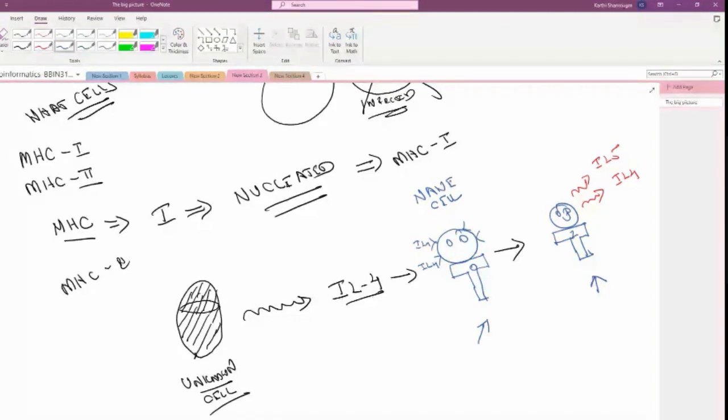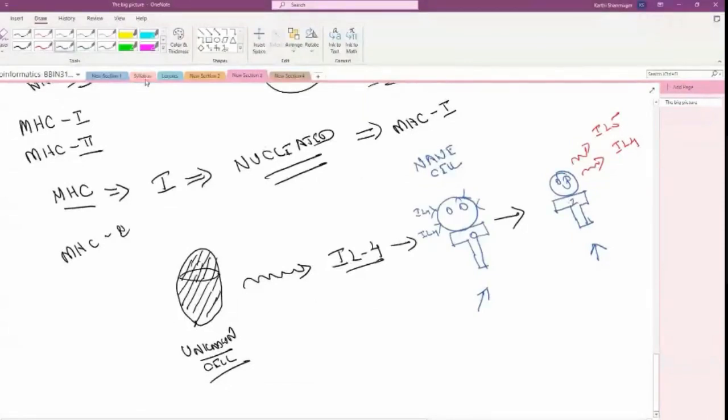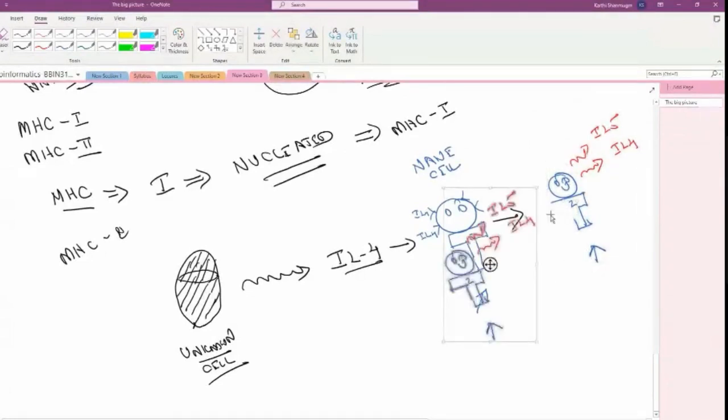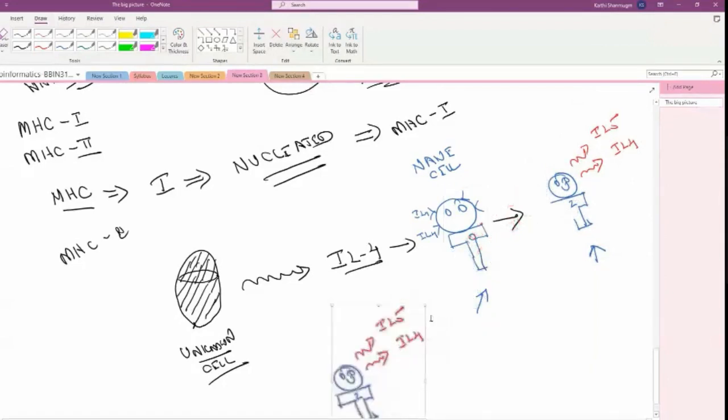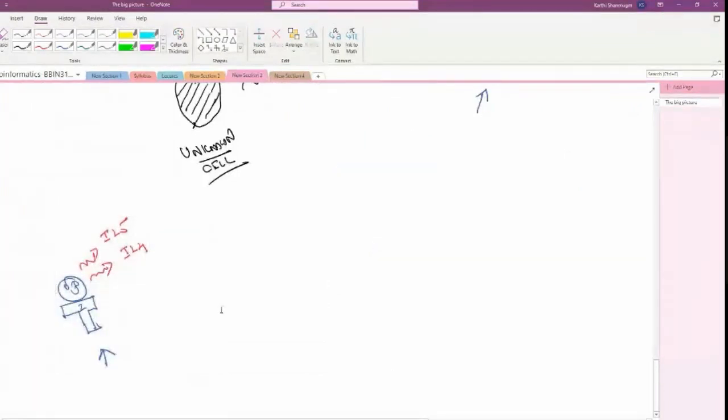Okay, so we just start with this IL-4 and IL-5. With this part I am going to discuss what is happening after the conversion. Let me make a copy of this, it will be easy for discussion. So now the naive T0 cell is converted into a T2 cell. It started secreting IL-4 and IL-5. This is called a T helper 2 cell.